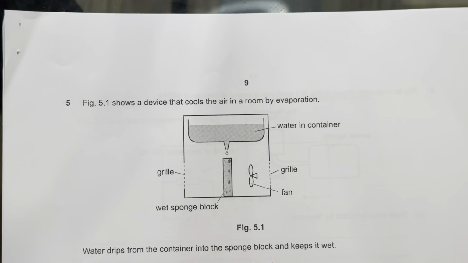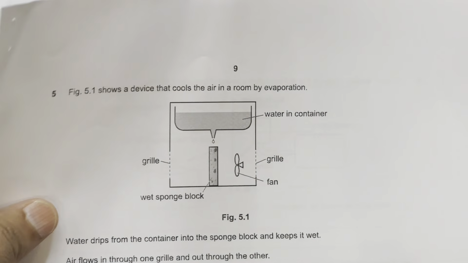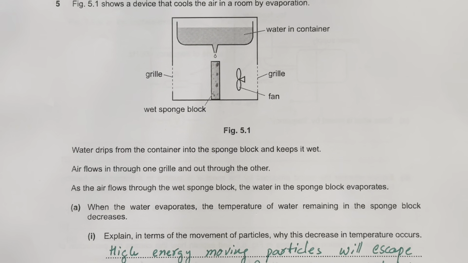Now we move to question number 5. Figure 5.1 shows a device that cools the air in a room by evaporation. This is a water container, grill, fan, grill, wet sponge block, like an air cooler. Water drips from the container into the sponge block and keeps it wet. Air flows in through one grill and out through the other.